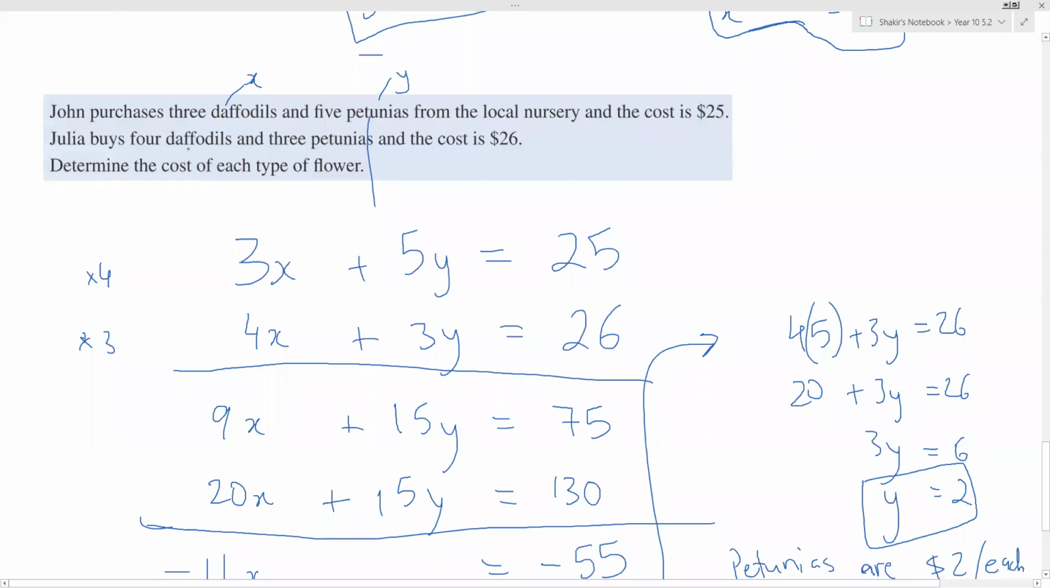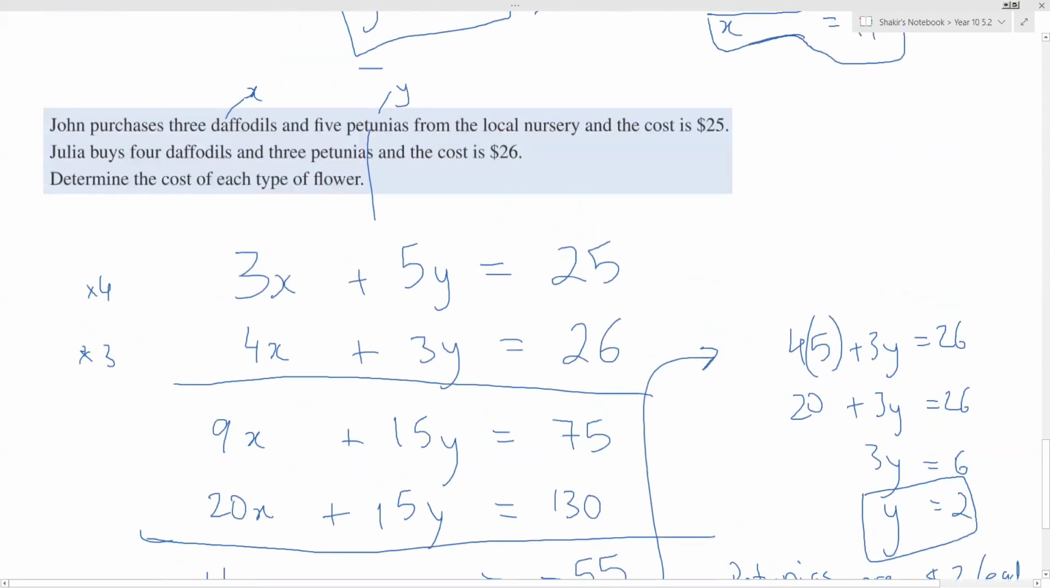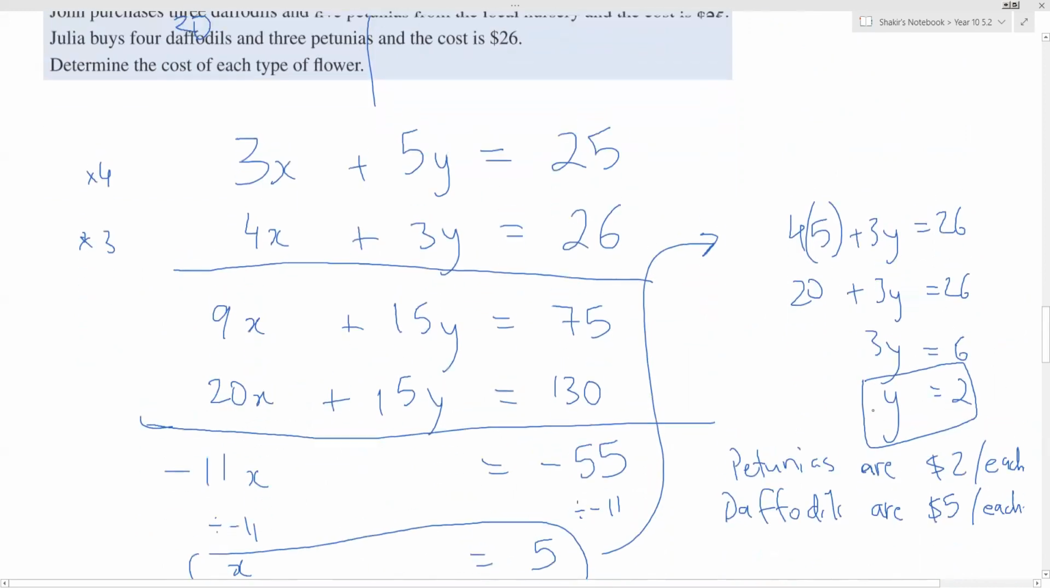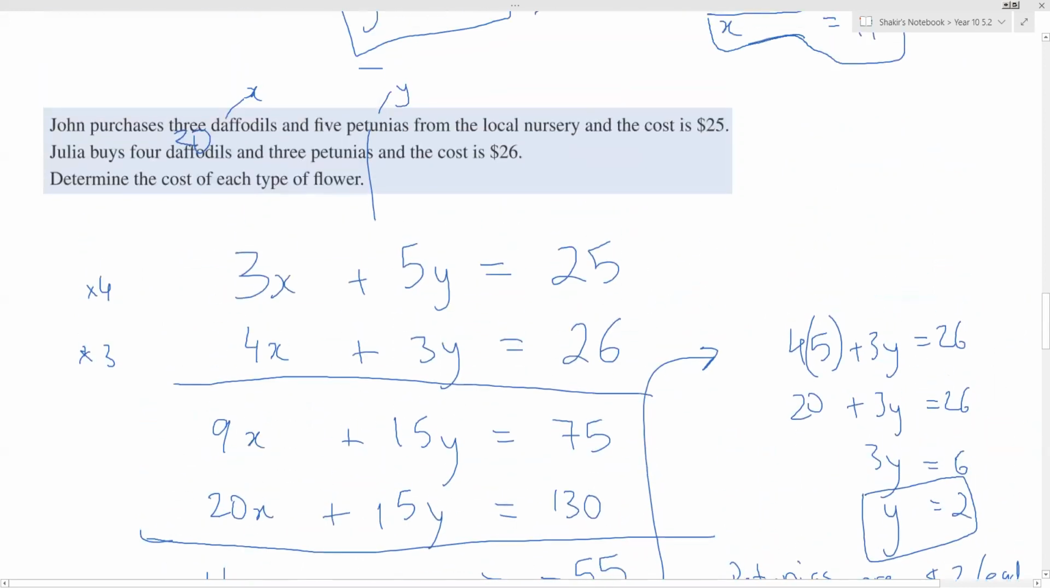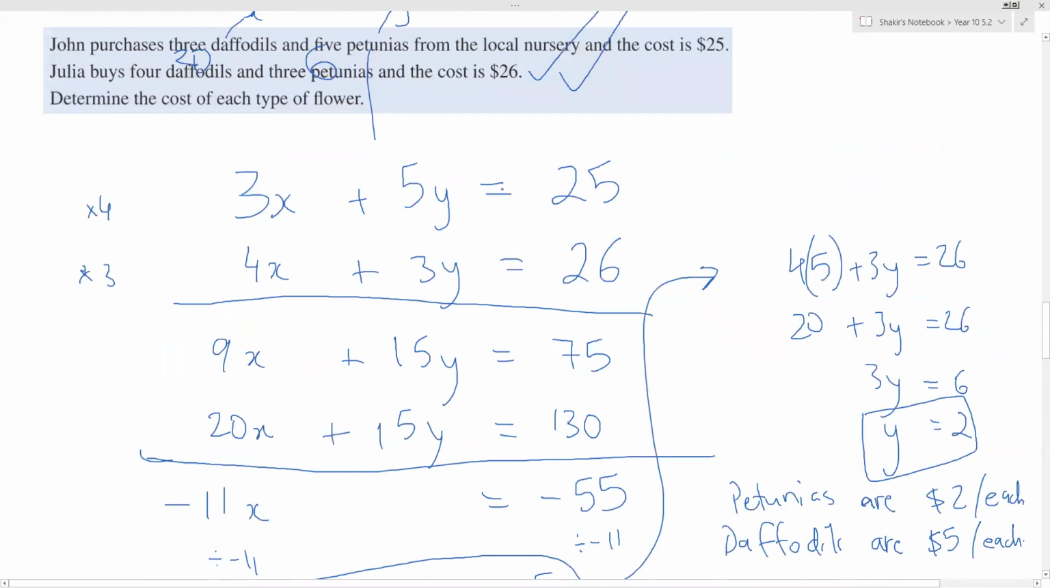And Julia buys 4 daffodils. And daffodils, remember, are $5 each. So 4 times 5 is 20. And the 3 petunias, remember, petunias are $2 each. 3 petunias means $6. And the total cost is 26. So yes, we have solved it correctly. Our answer meets both of those criteria. And we've checked it. And we know we got it right.